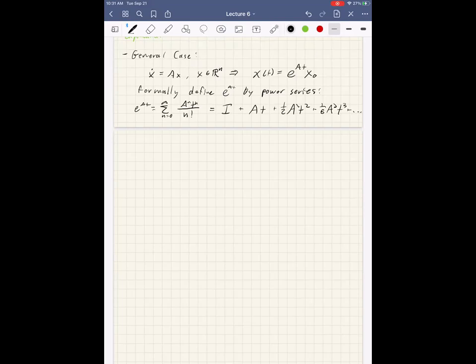So that we're going to talk about in a second. It turns out that doesn't work in general because you can have cases where A is nilpotent, doesn't have a full spectrum of eigenvalues. So you can't do a nice decomposition on it. So it doesn't work in general.